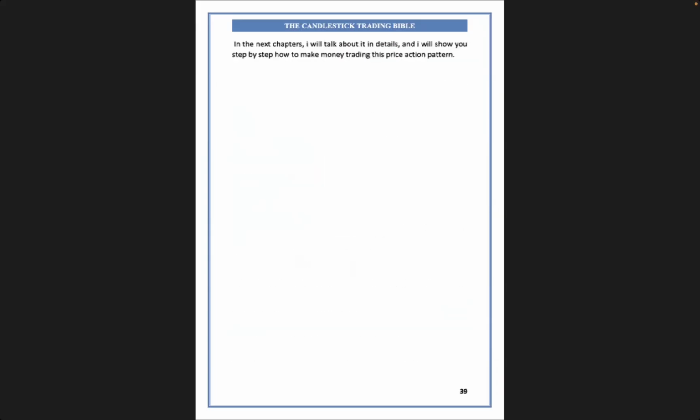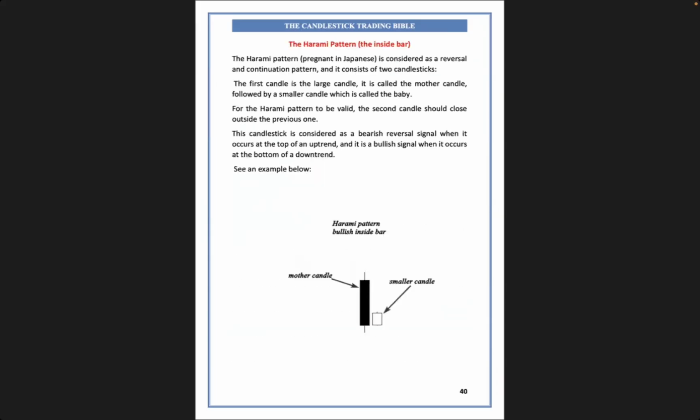Okay, so let's go into the harami. The harami pattern, pregnant. Harami means pregnant in Japanese. I didn't know that. It's considered a reversal and continuation pattern, so it's two things. It consists of two candles. The first candle is the large candle, called the mother candle, followed by a smaller candle, called the baby.